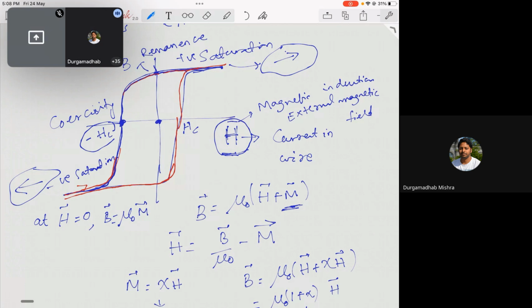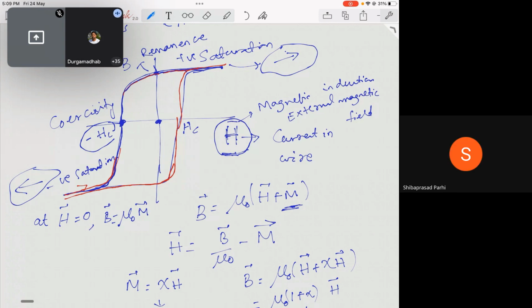I said H is simply an external magnetic field. So if I take, for example, any electromagnet or any solenoid, say a cylinder around which you wind a copper wire, and then you pass a current through that wire, this will produce a magnetic field. That magnetic field is basically your H.